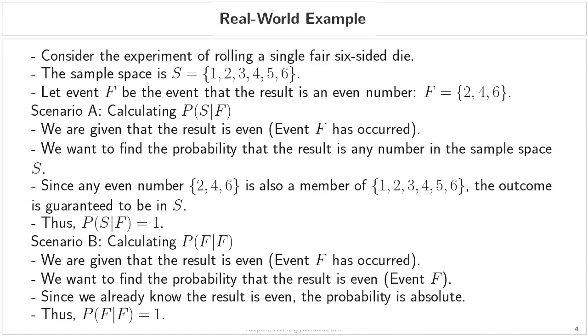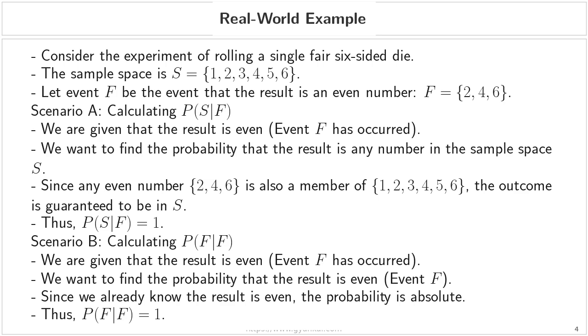Now let's look at scenario B, where we calculate the probability of F given F. This is the probability of event F, given event F again. We start with the same condition. We know the result is even. Now, we are asking, what is the probability that the result is even? Since our condition and our target event are exactly the same, there is no uncertainty left. If we know it's even, then the probability that it's even is absolute. Therefore, the probability of F given F also equals 1.